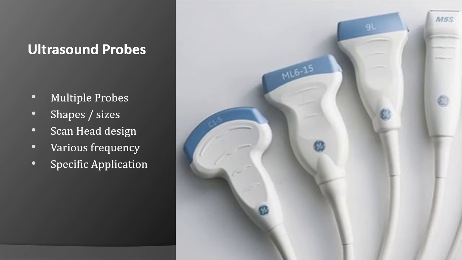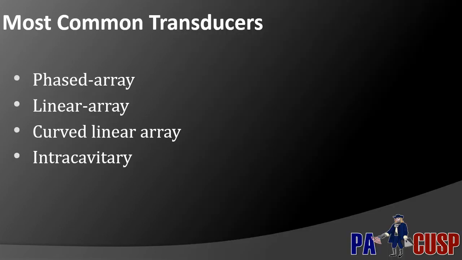There are multiple different types of probes that come in varying shapes and sizes with varying scanner designs and frequencies, some of which have specific applications, some of which can be used on multiple different applications. The four most common transducers are phased array probes, linear probes, curvilinear arrays, and intracavitary probes.